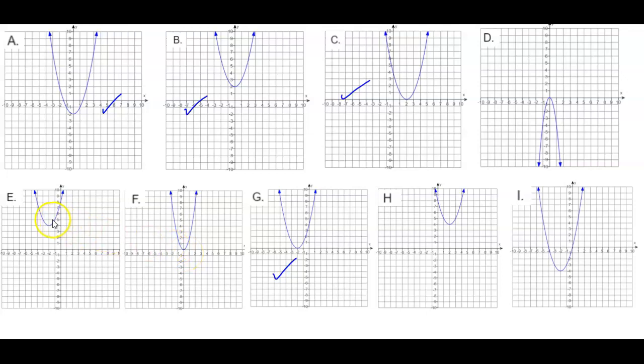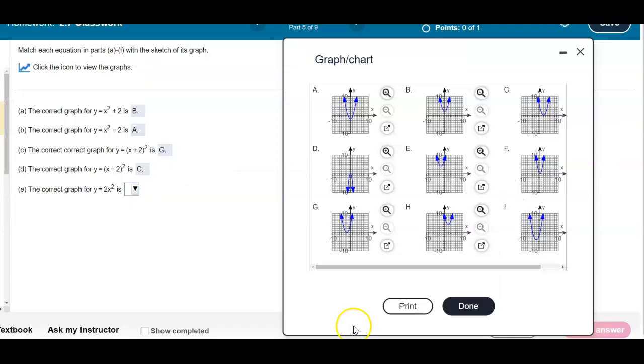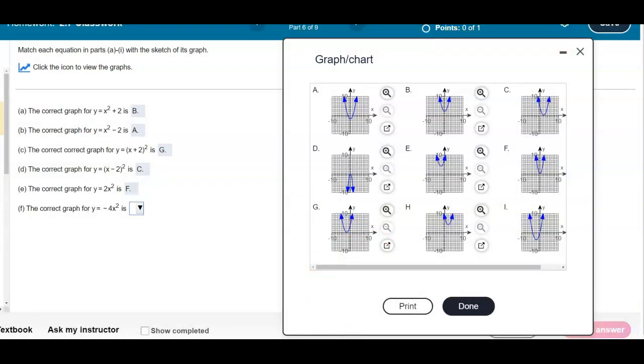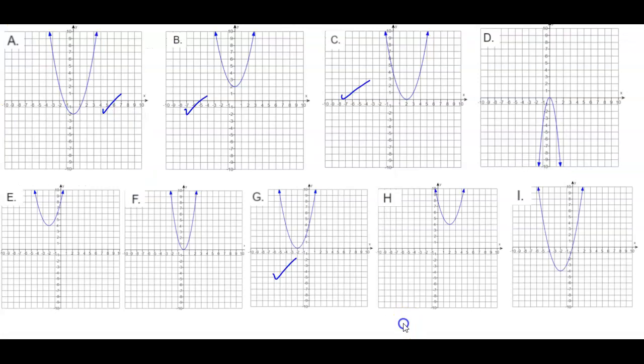Well, we know it's not E because it's up here. F looks like it could be the answer. It's not G because it's already been selected. H is up in the top here, and then I is here. So it looks like it's going to be F because you can see that it's being vertically stretched by a factor of 2. So we're going to go ahead and put in F and see if that's our result. Check our answer, and there it is. So now we've gotten F as part of our solution.